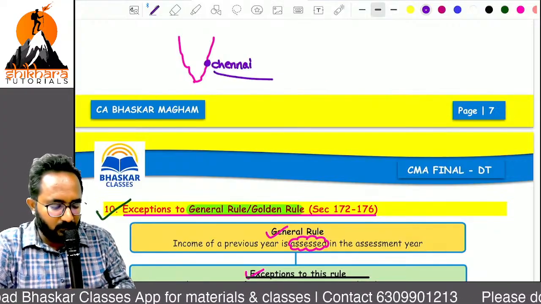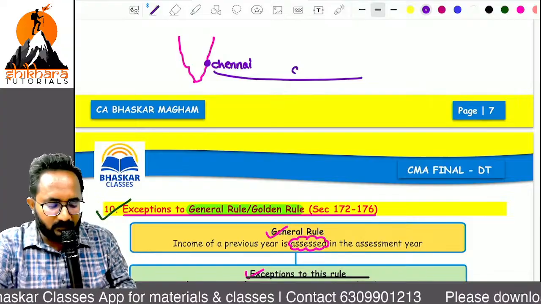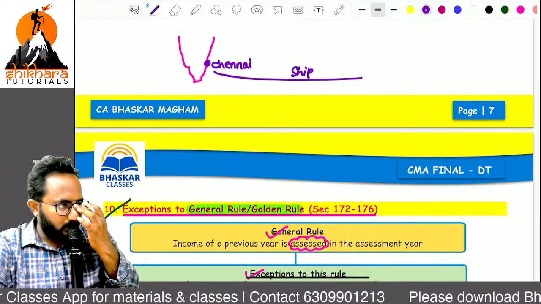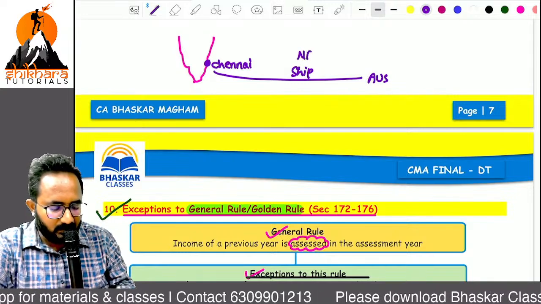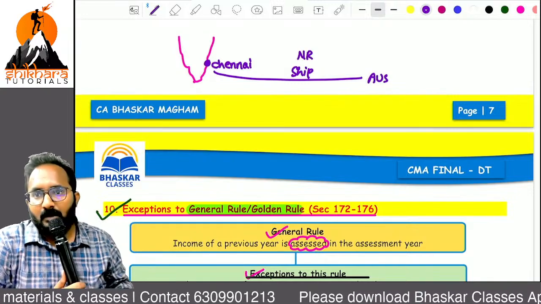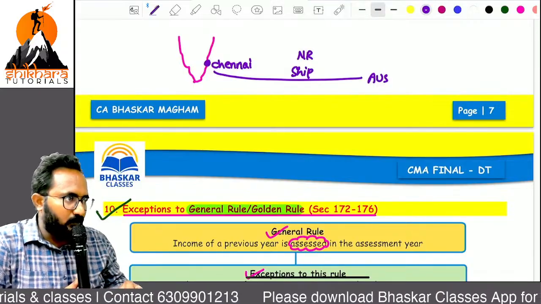So one international going ship is there. Okay, one ship is there, traveling to Australia. This is a non-resident ship. A non-resident SSC is doing the shipping business.